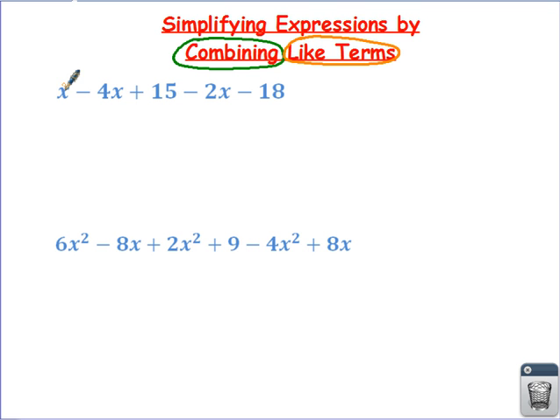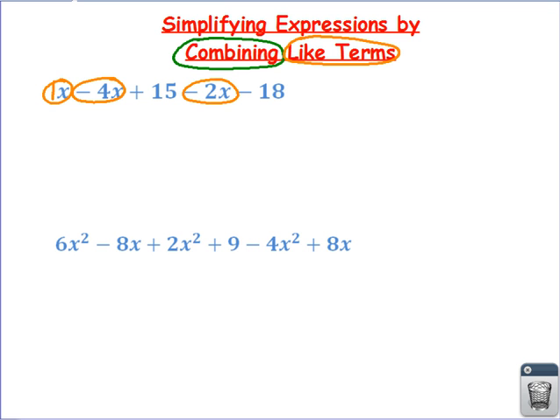I'm going to take a look at my first term, which happens to be an x. And that means I'm going to go ahead and find anything that looks like that x. So I'm going to look for anything that has an x, like this minus 4x and this minus 2x. And we're going to combine them. Now, when we combine them, that means we got to add. The minus sign in front of the 4x and the 2x is going to be similar to a negative sign. So what we're going to do is we're just going to add these things together.